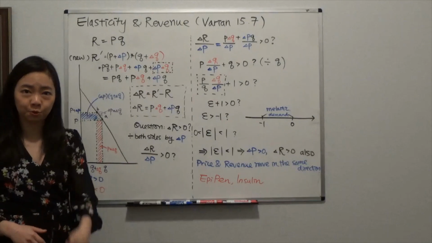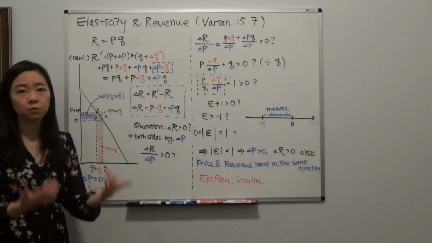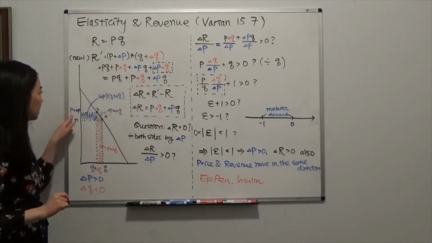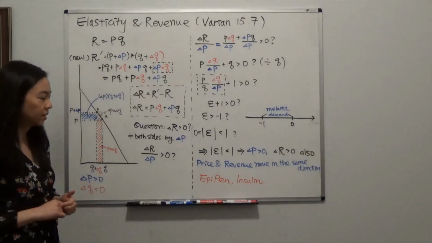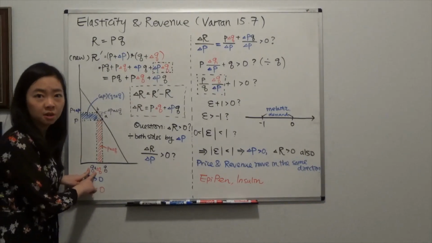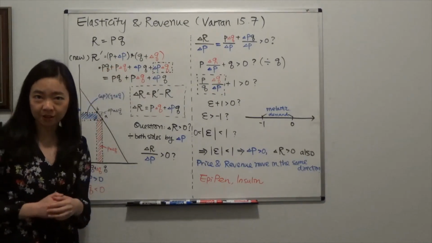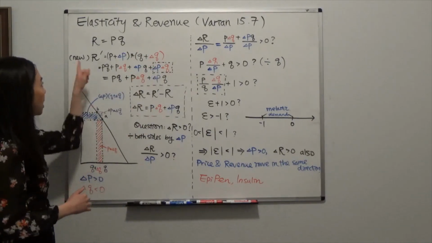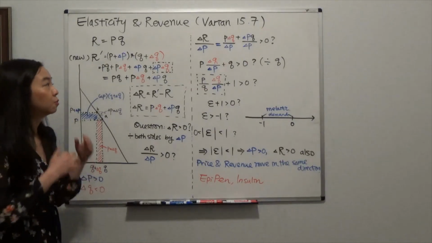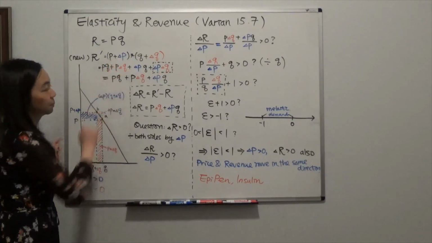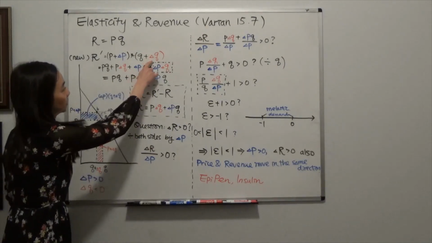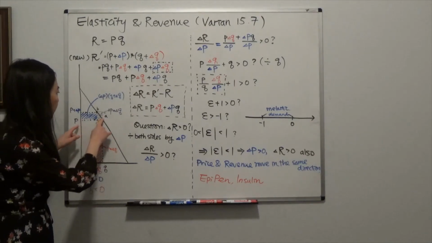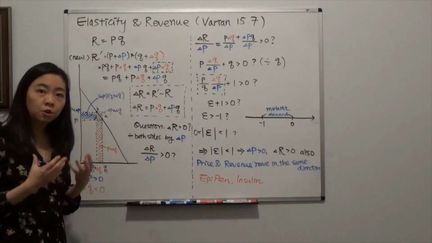Now suppose the price goes up and the quantity demanded will go down. So the new point is B. And we can see the new price is P plus delta P, and the new quantity is Q plus delta Q. Notice that your delta P is greater than 0, and your delta Q is less than 0. So our new revenue will be R prime, which is equal to P plus delta P times Q plus delta Q.